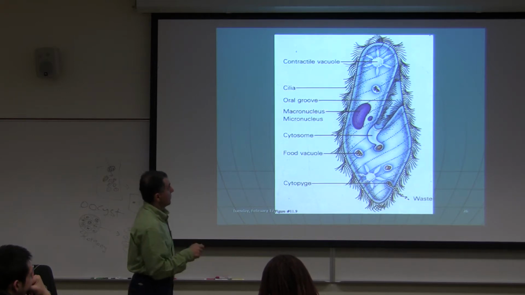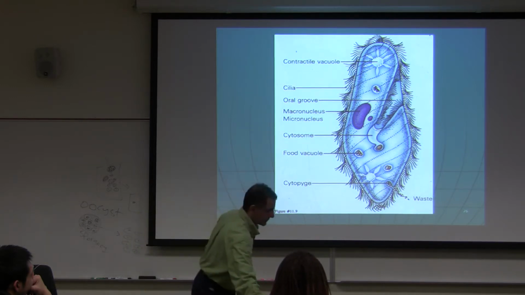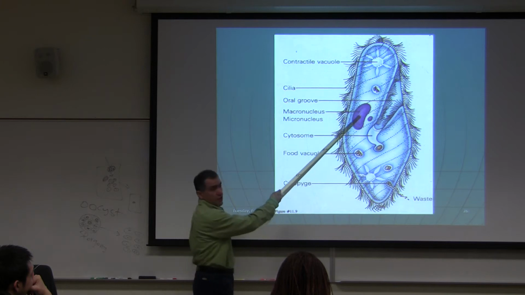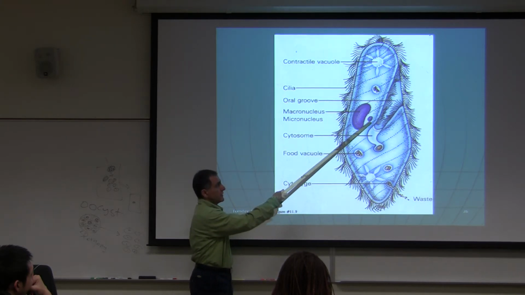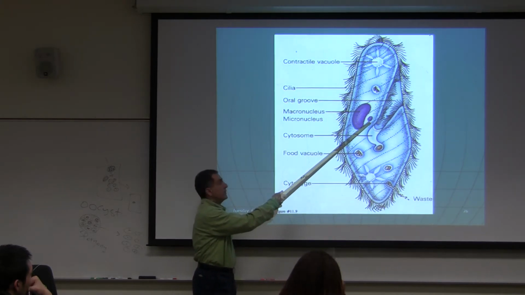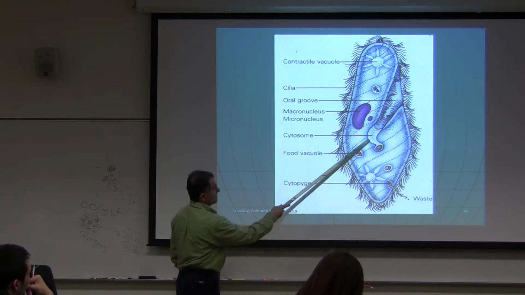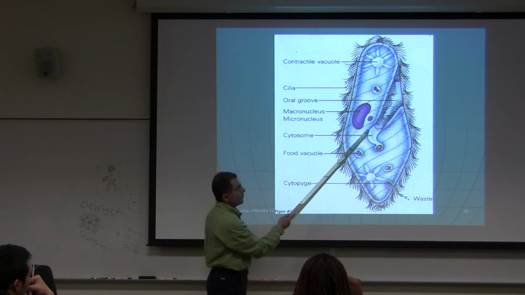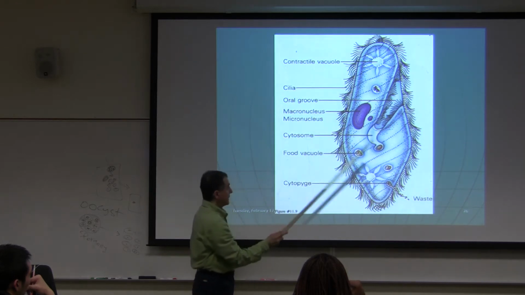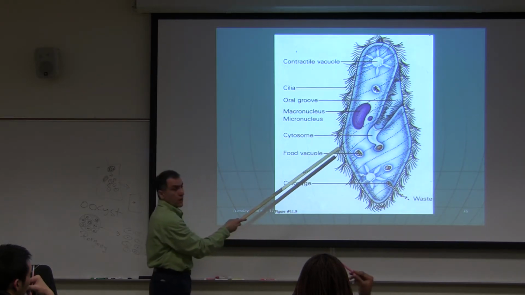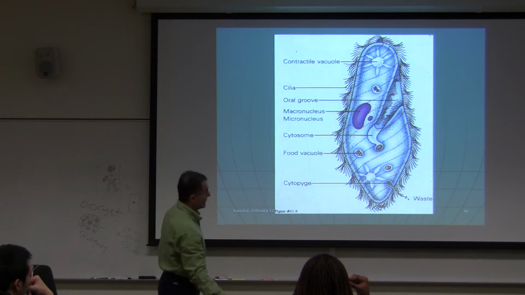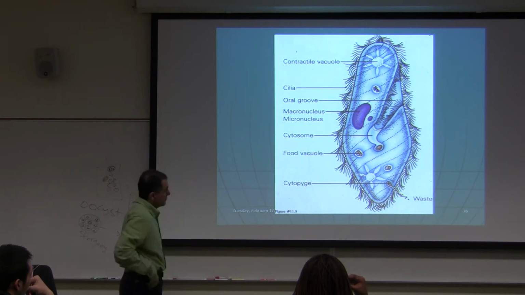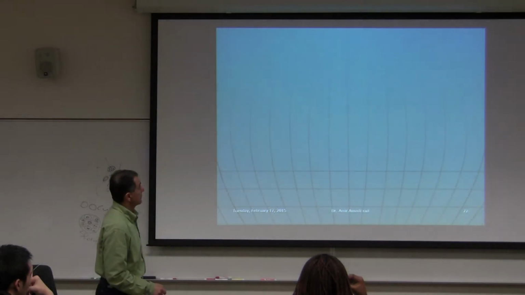Okay, cilia, oral groove right here, macronucleus, micronucleus. The function of the macronucleus is metabolism, and the micronucleus, reproduction. Cytostome, the mouth, oral groove, cytostome, you see it on the model. Don't worry about these on the slide. When I took zoology, I had to be able to identify them on the slide, but don't worry about it. Food vacuoles and so on.